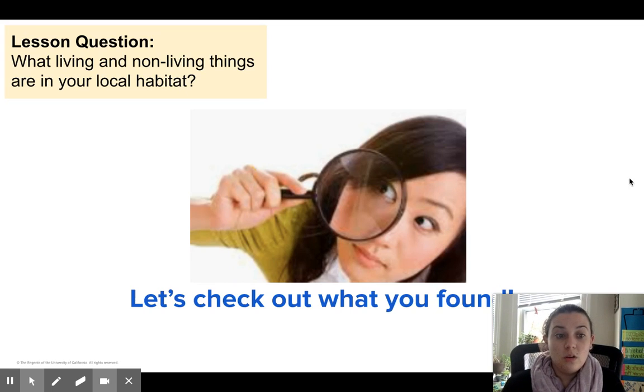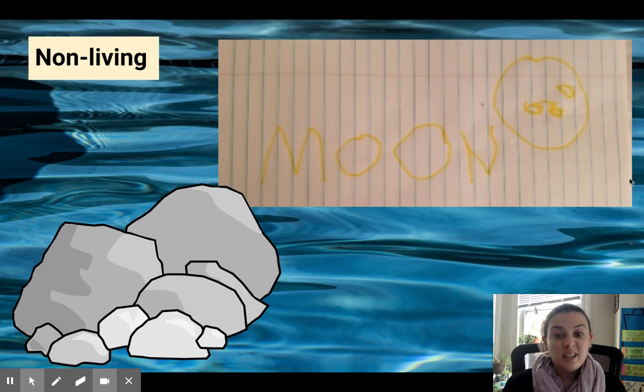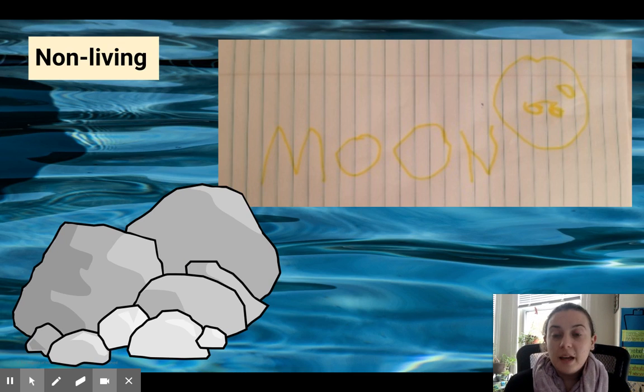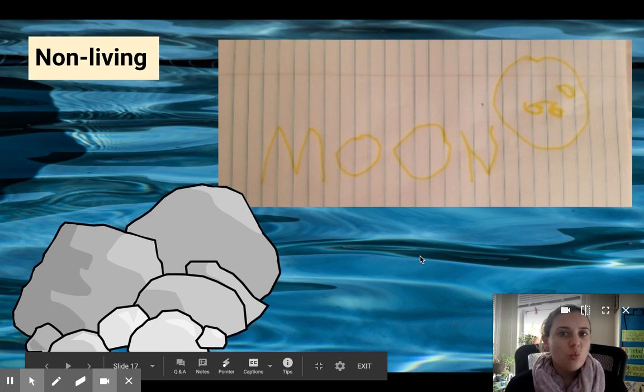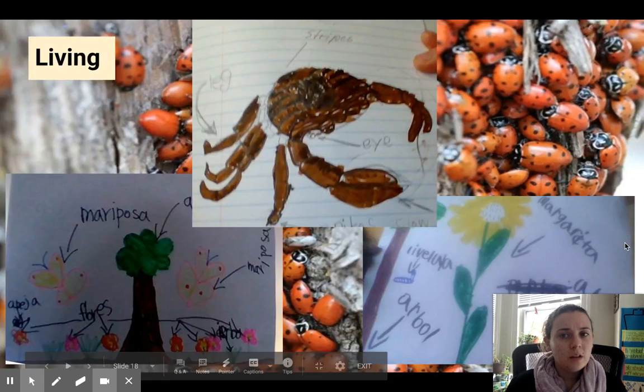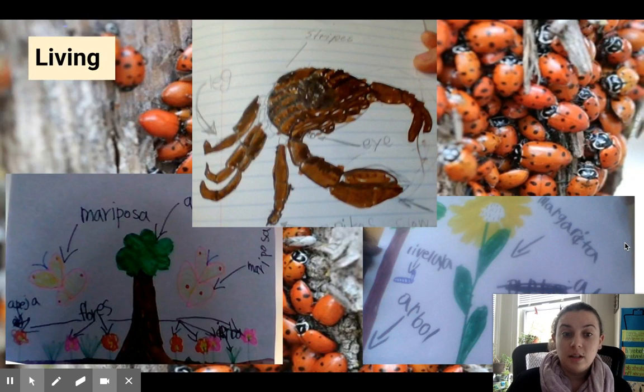Some of the things that you all noticed and observed, the non-living things that people saw, was the moon. At night, we can see the moon, and that's a non-living thing. If you look at the background, there's water. Water is a non-living thing we can find in our habitat. Same with rocks. Can you think of any other non-living things in your habitat? Now, let's talk about some living things.